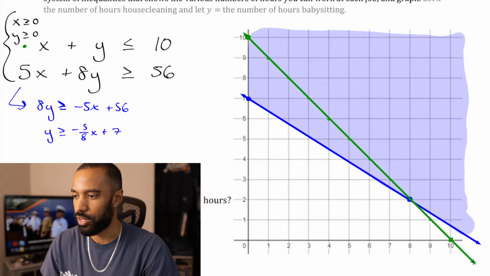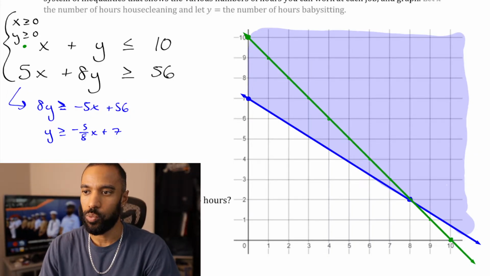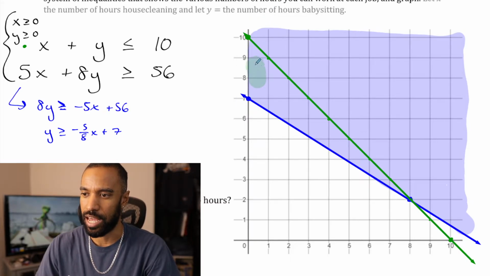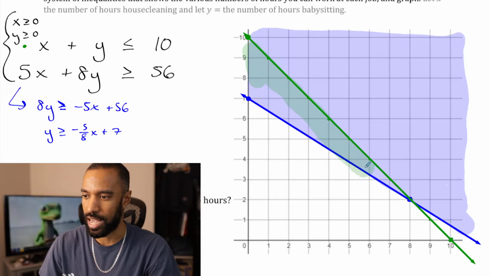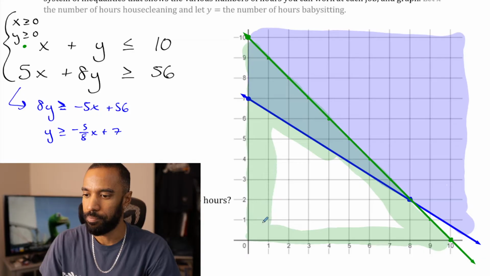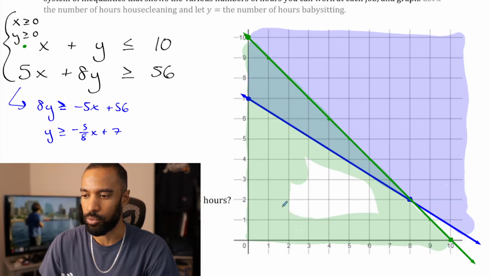And it's also a solid line because I can be on the line itself like that. Only now this one has to be shaded below, because the idea of this one is I can only work up to 10 hours, and anything on the line is exactly 10 hours worked. Anything underneath this line is less than 10 hours worked. Now, ultimately, what you're looking for is the overlapping shaded region, which is the solution set to both.